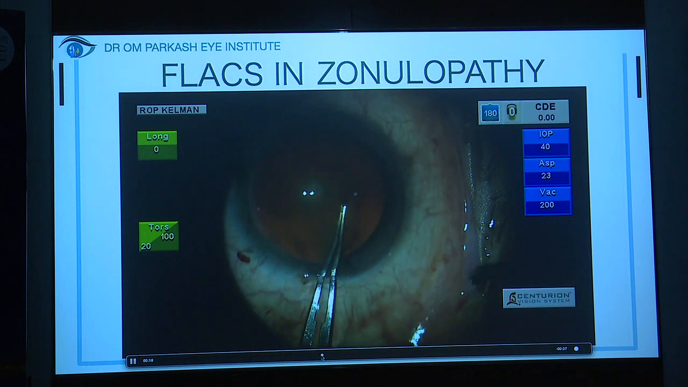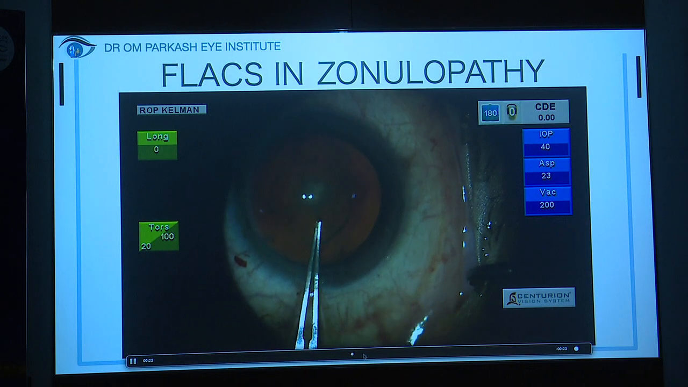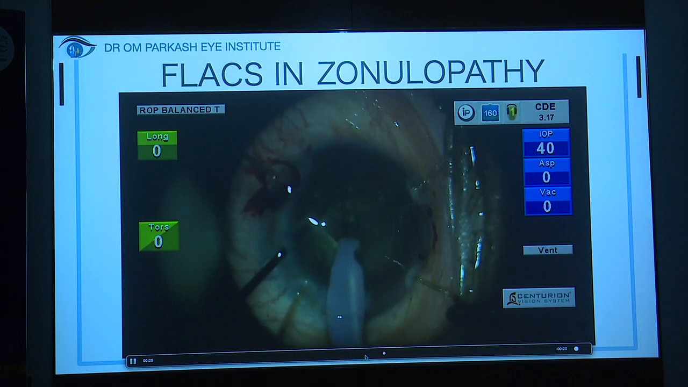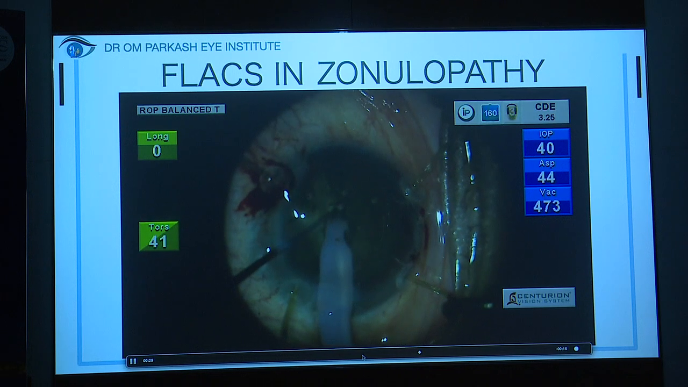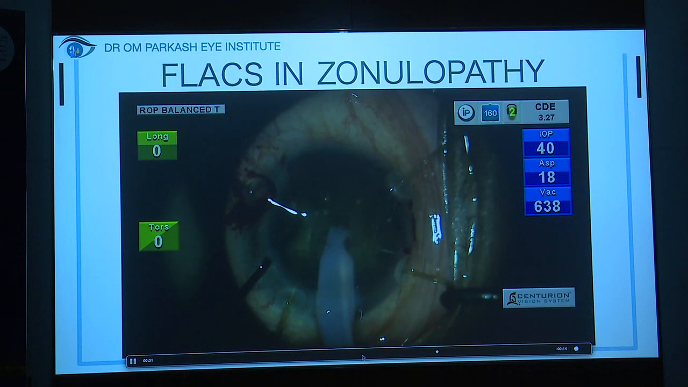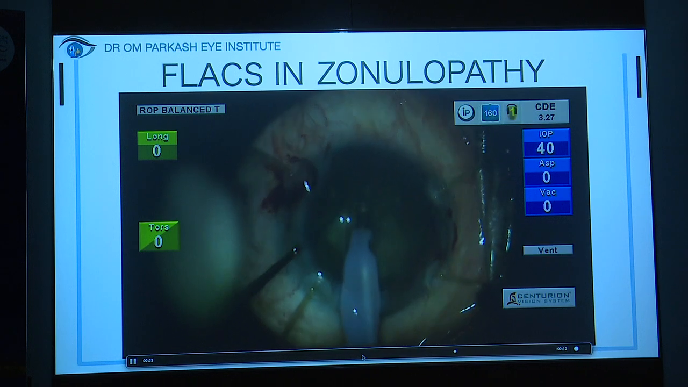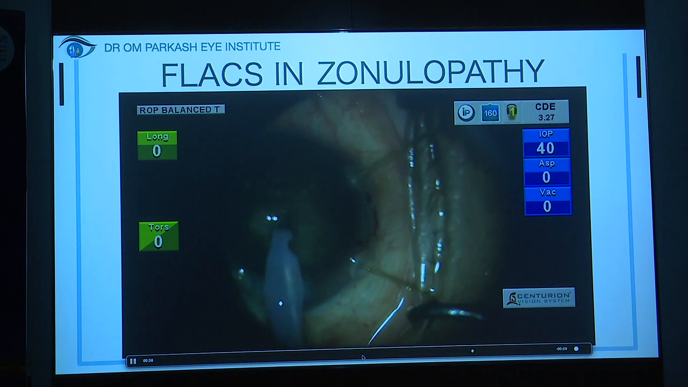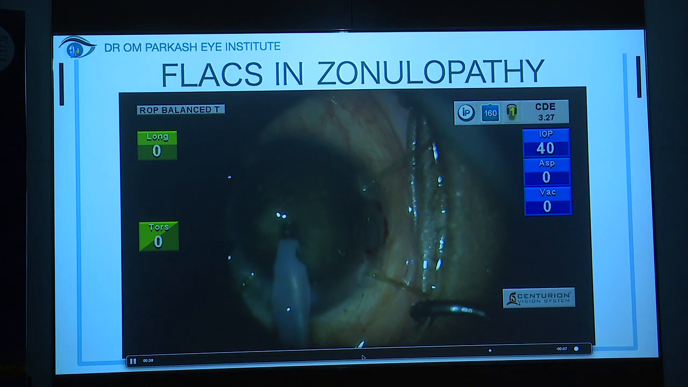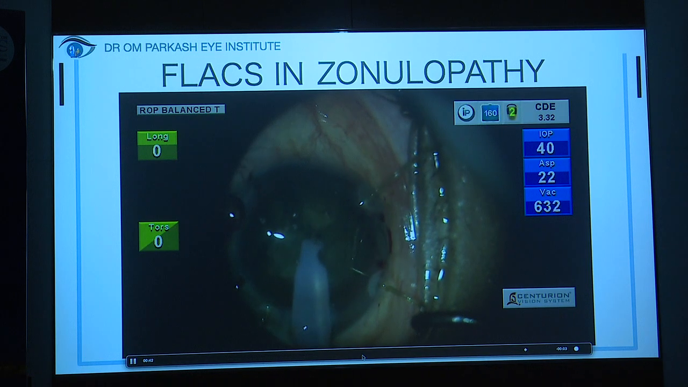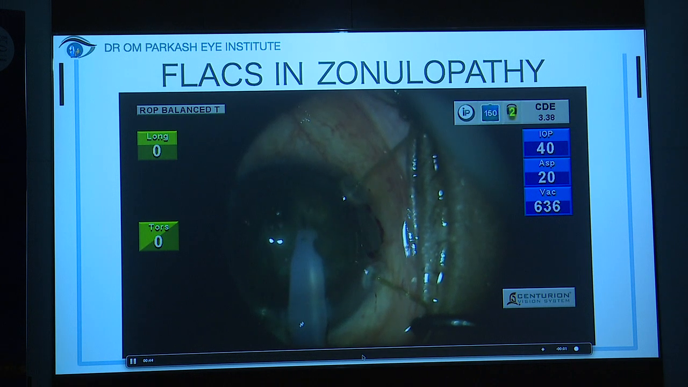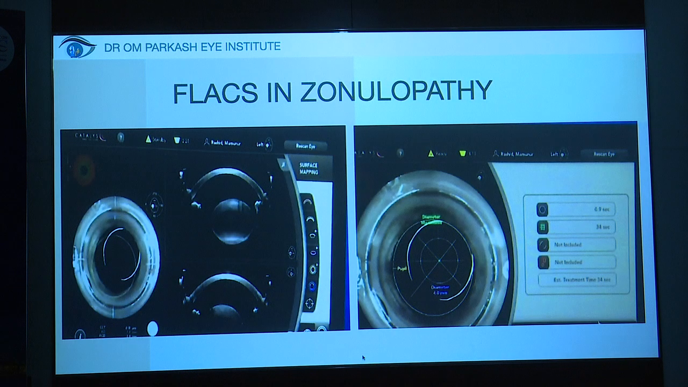Hydrodissection was done, slow hydro, and capsular hooks were used. The advantage of capsular hooks over iris hooks is that they go up till the equator, providing good support to the bag, acting as artificial zonules, and the case was easily done.